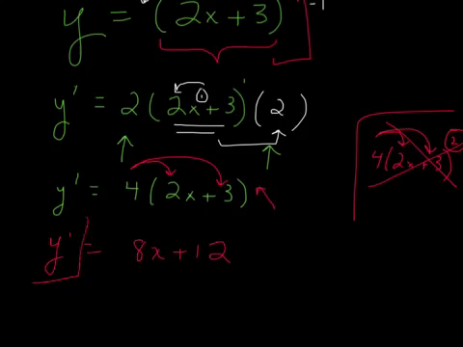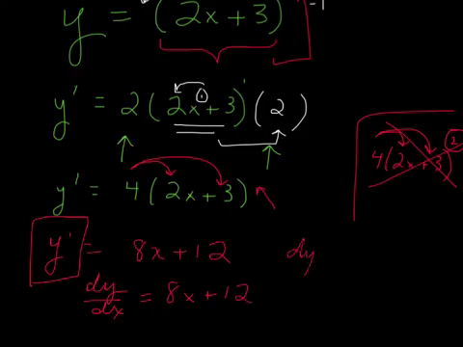Now remember, you can do y prime to indicate that you've done the derivative, or you can say the derivative of y in terms of x, so we call that dy dx, equals 8x plus 12, or sometimes you'll see it as just dy equals, and you'll see the dx on the other side out here. All of those are fine. It's just a different way to write what we have.